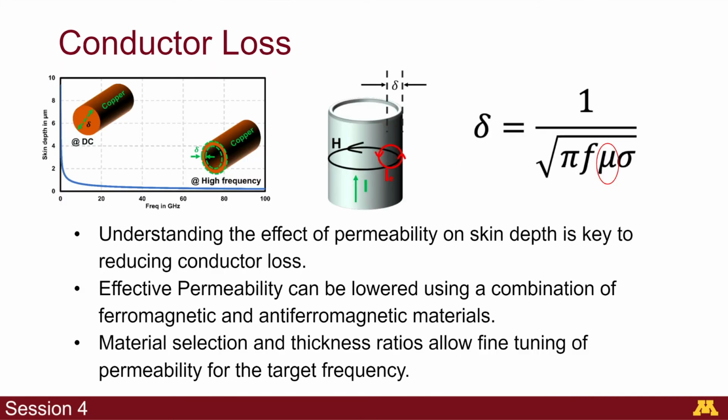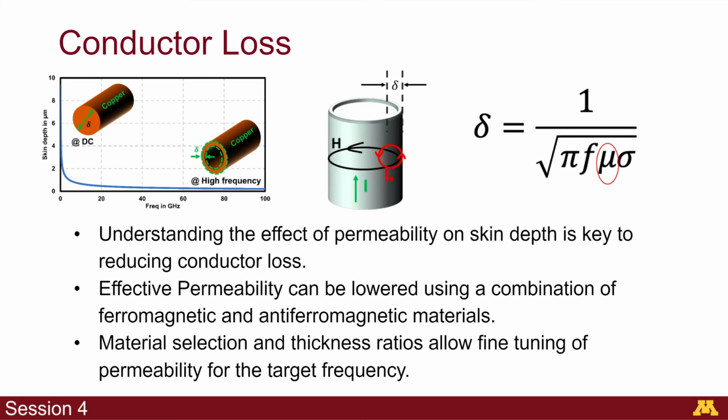Now, let's look at conductor loss. Conductor loss is loss due to resistance in the line. In case of DC, the current flows through the entire cross-section of the conductor, but in case of alternating current, most of the current flows near the outer layer of the conductor, and this is known as skin effect. The depth of material where this current flows is known as skin depth and is given by the expression shown.